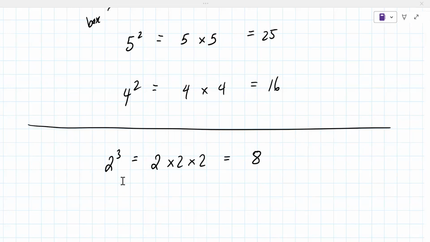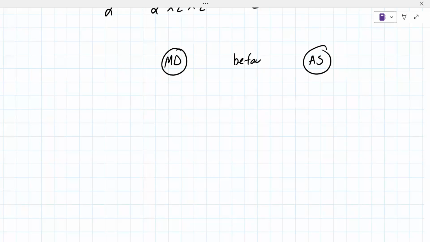Okay, so now let's do some problems. We've talked about how you do multiplication and division before addition and subtraction. Exponents you do before multiplication and division. Okay, so it might look something like this.